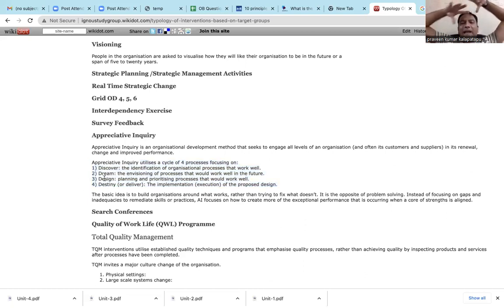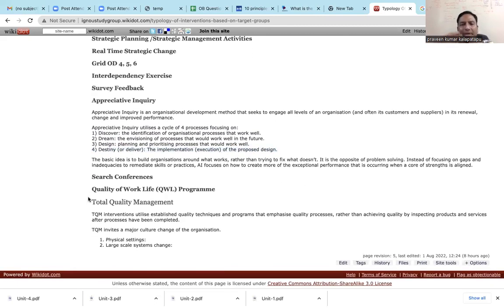The third one is design. Now you are planning and prioritizing processes so that you are shaping your current strength into something that is going to enhance your future. Destiny is the implementation of the proposed design. This is where you execute the entire design, whatever has been designed. So these are the 4 processes, or rather the cycle, of appreciative inquiry.